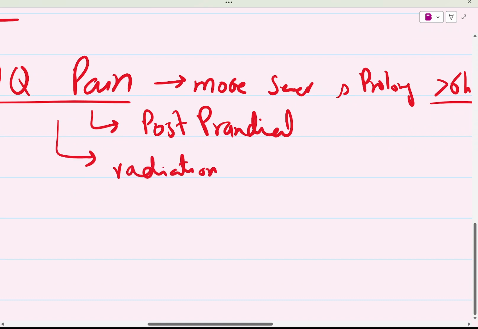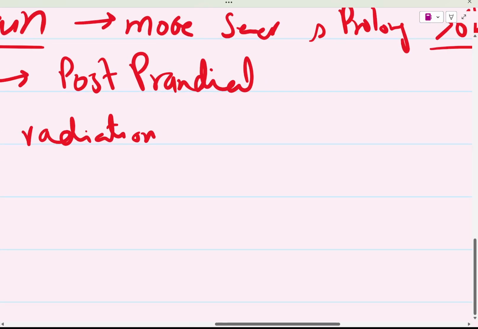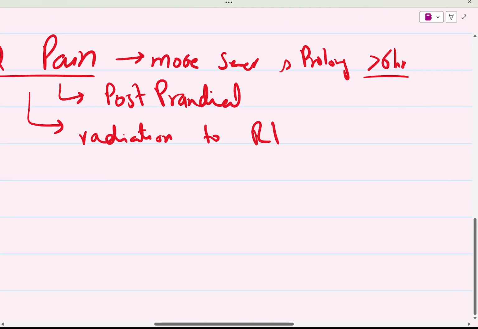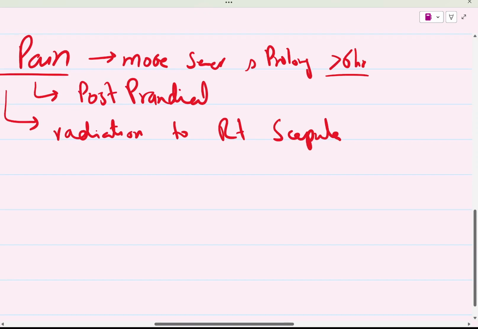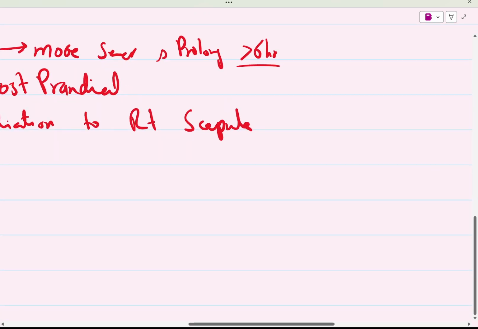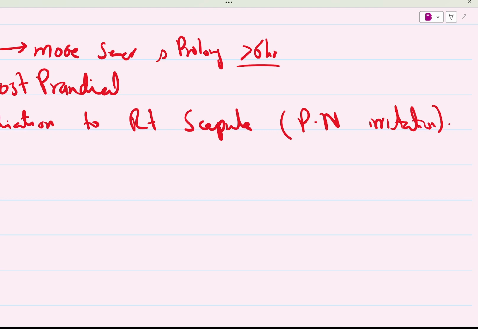In cholelithiasis, the pain radiates towards the epigastrium region, or to the right shoulder and back. Here the pain radiates to the right scapula. Why does pain refer to the right scapula? Due to phrenic nerve irritation. This is also a referred pain.